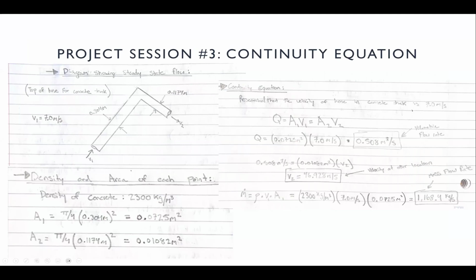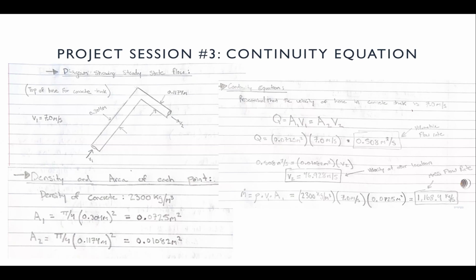Shown on the slides is a diagram of the steady state flow as the elbow at the top of the pump dispersing out. The density of the concrete remains constant throughout the whole entire system as 2,300 kilograms per meter cubed. As shown, we have solved for the area before the bend as A1 and the area after the bend, A2.